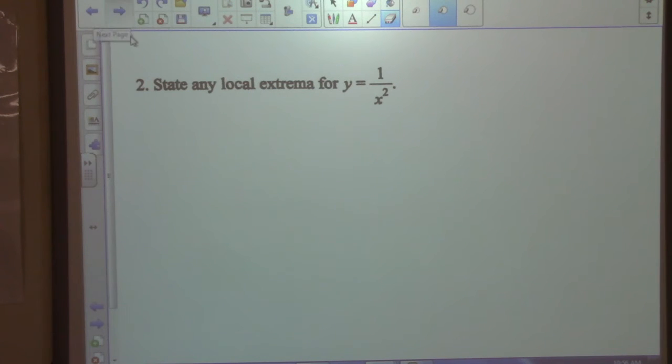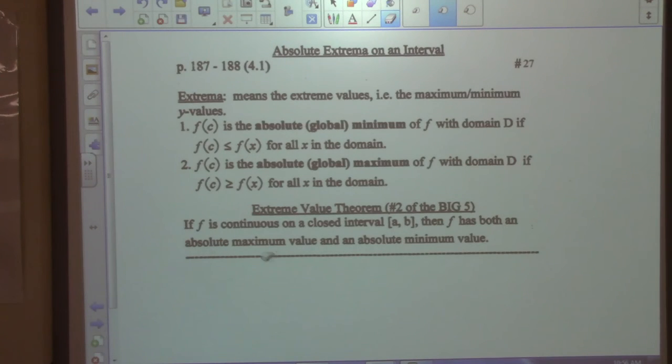Okay, next. Absolute extrema on an interval, and here we're bringing into play the extreme value theorem, the number 2 of the big 5. What was the number 1 of the big 5? I think number 1 is the mean value theorem.